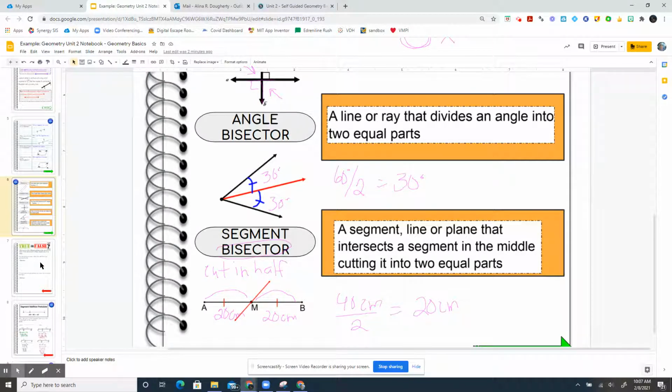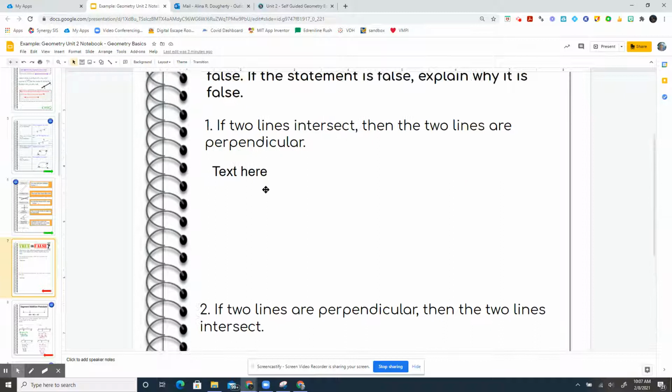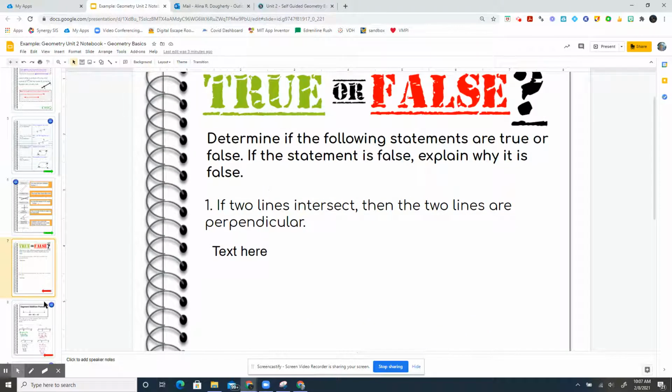Let's go over to slide 7 and see if we can do some of these true falses. And I think we can just kind of do these in real time.